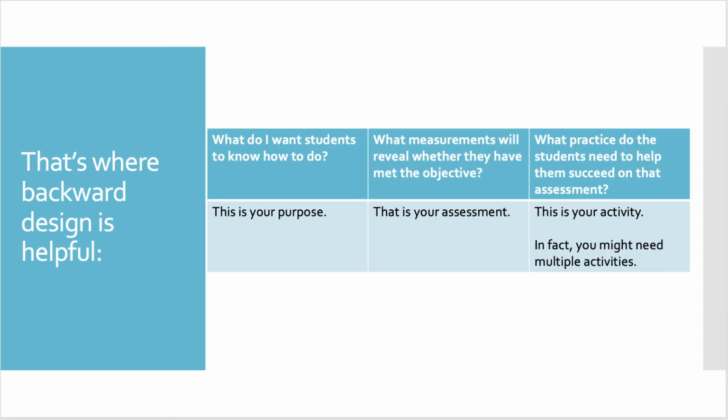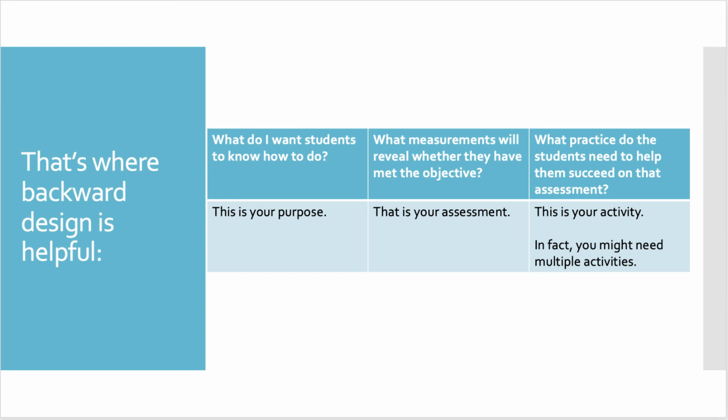That's where backward design is helpful. If you ask yourself 3 questions, your answers will help you determine whether instruction is aligned. You should start with your purpose. What do I want students to know how to do? Once you've determined your purpose, you should ask yourself what measurements will reveal whether they have met the objective. That's your assessment. And then you determine what practices do the students need to help them succeed on that assessment. And that should be your activity.